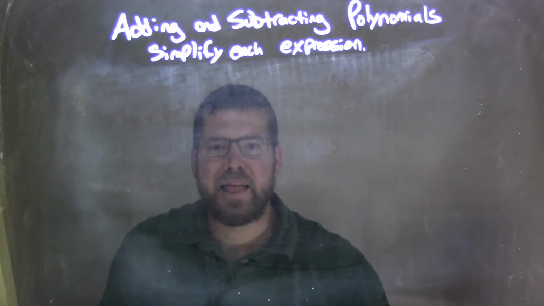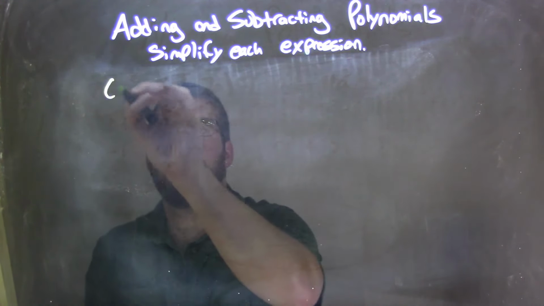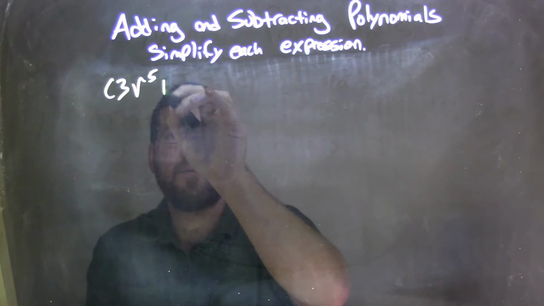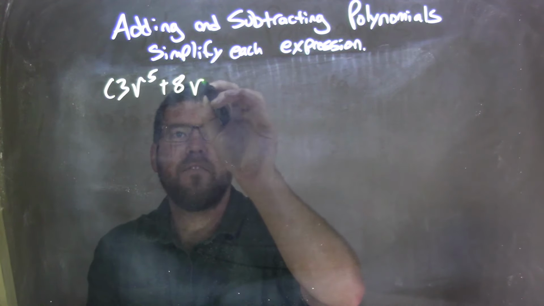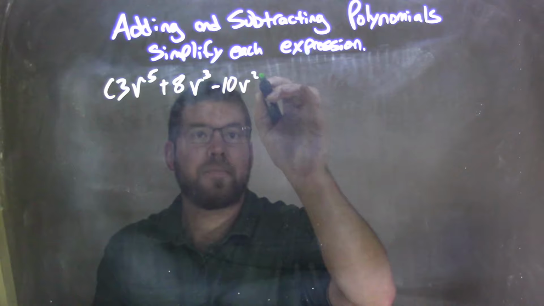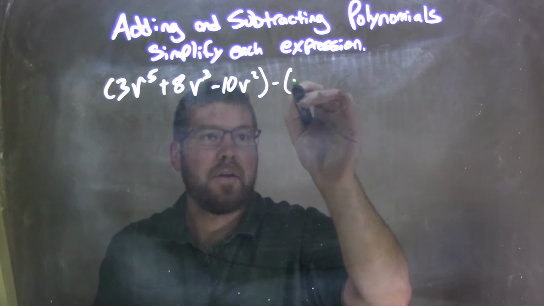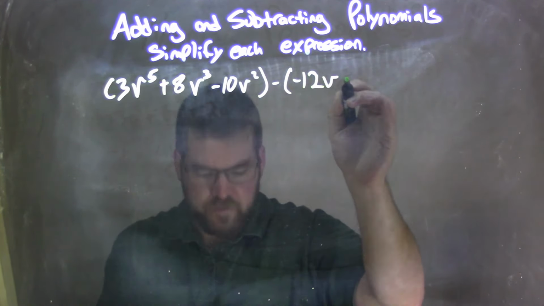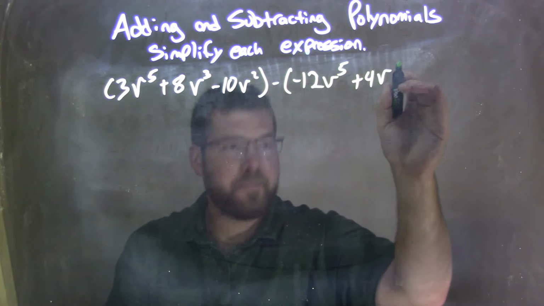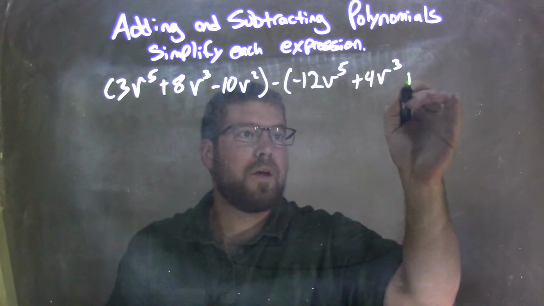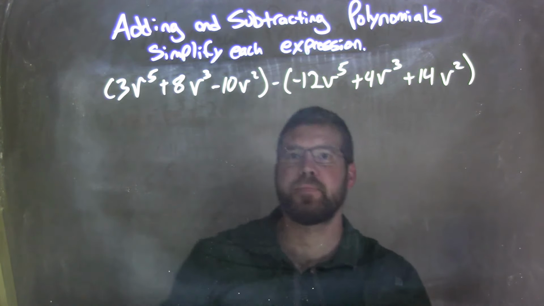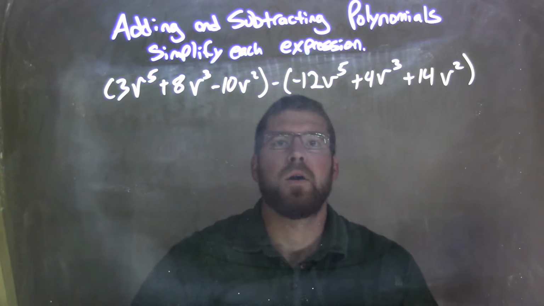So if I was given this expression: 3v to the fifth plus 8v to the third minus 10v squared, minus negative 12v to the fifth plus 4v to the third plus 14v squared. Okay? Well, what do I do from here?